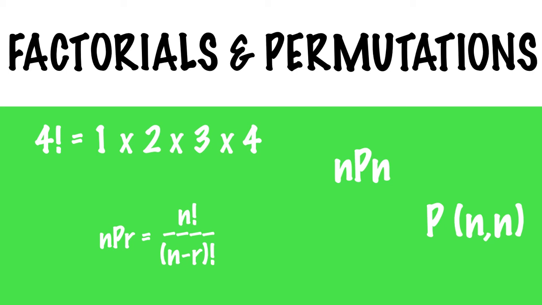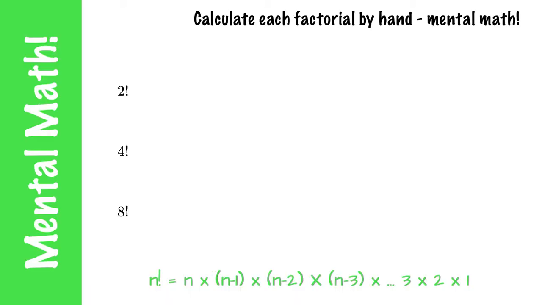An exploration of factorials and permutations. Smaller factorials can be calculated just in your head. So 2 factorial means 2 times 1, which of course is 2. When you see that factorial sign or the exclamation mark, that means you take the number and you multiply downwards down to 1. So 4 factorial, 4 times 3 times 2 times 1, which is 24.